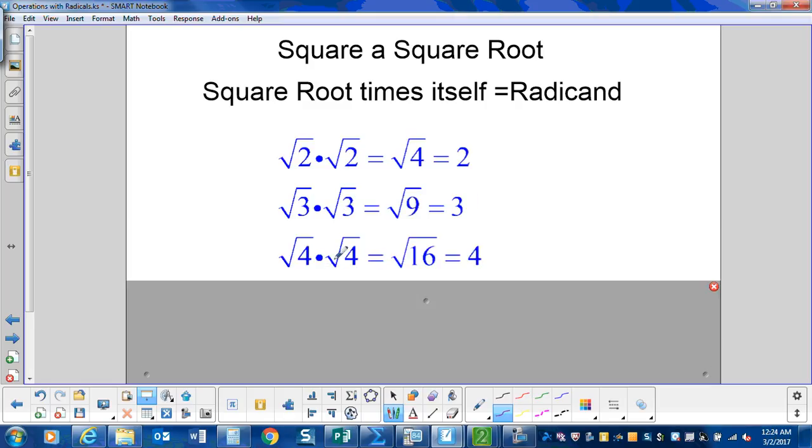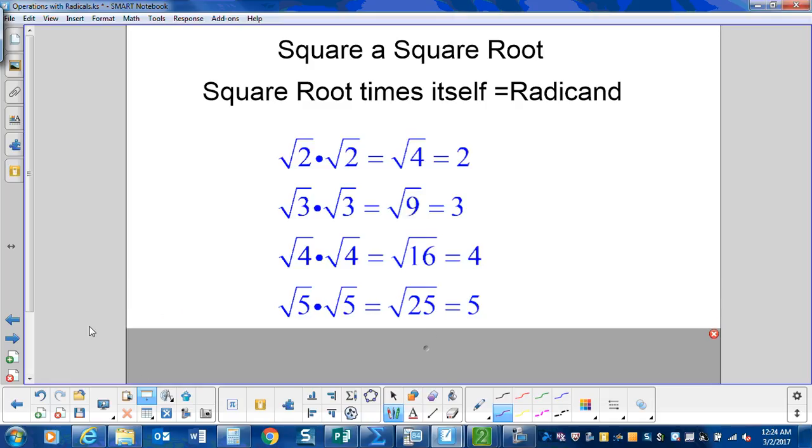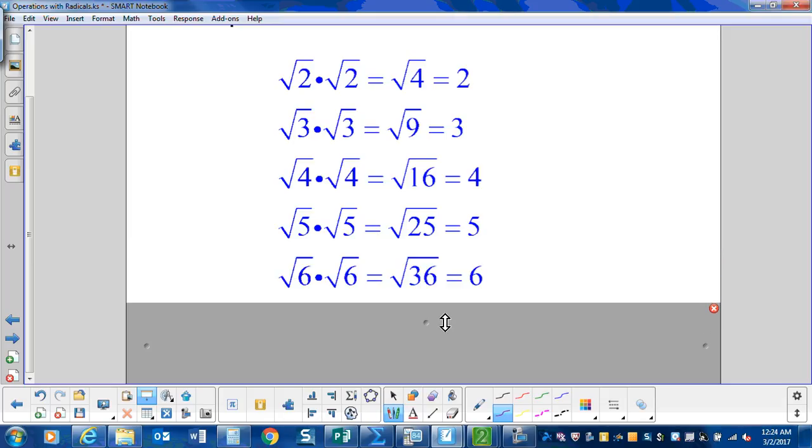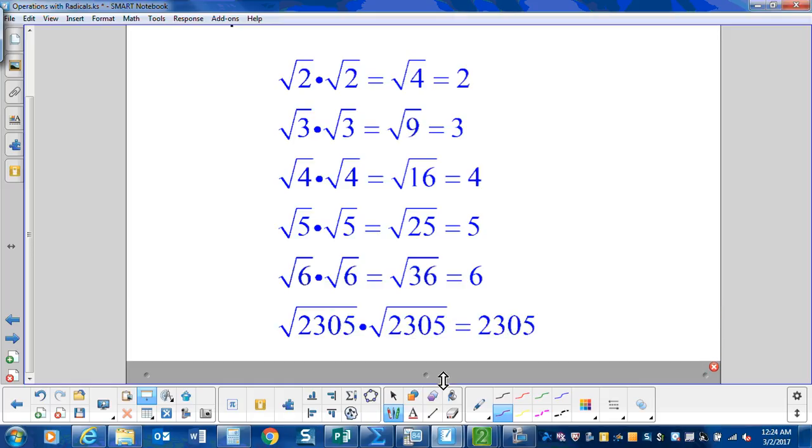The square root of 4 times the square root of 4 is 4. And the square root of 5 times the square root of 5 is 5. Square root of 6 times the square root of 6 is 6. See the pattern? So that means the square root of 2,305 times the square root of 2,305 is 2,305. So when we square or multiply a square root by itself, it equals the radicand or the number underneath it. So we need to keep that in mind.